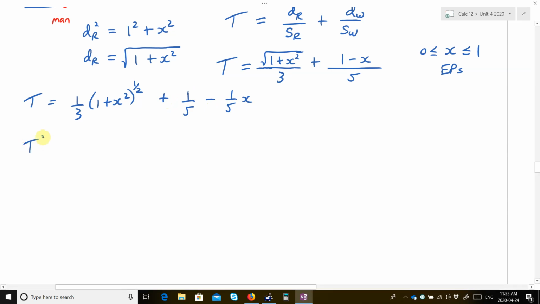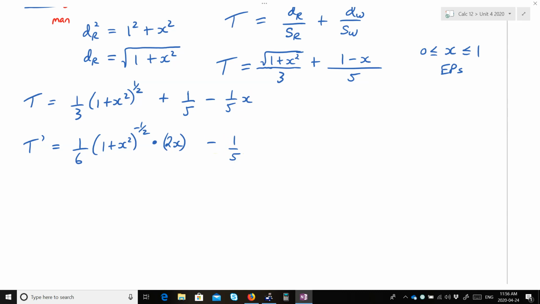Okay, now let's do T prime. I'm going to go 1/2 times 1/3, which is 1/6, and have 1 plus x squared, and then 1/2 minus 1 is -1/2, and then we have to multiply by the derivative of the inside, and the derivative of the inside is 2x. Okay, so there's the derivative of the first term. The derivative of plus 1/5 is 0, and the derivative of negative 1/5 x is negative 1/5. Okay, so there's our derivative. We need to know where this does not exist and where this equals 0.